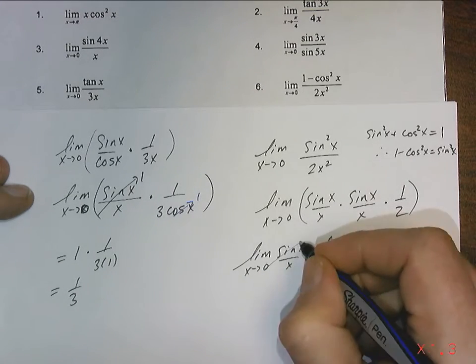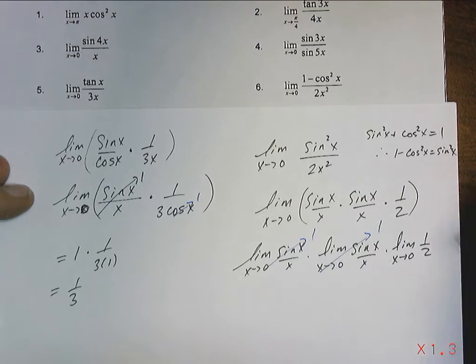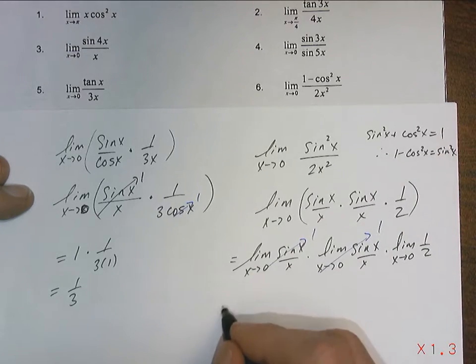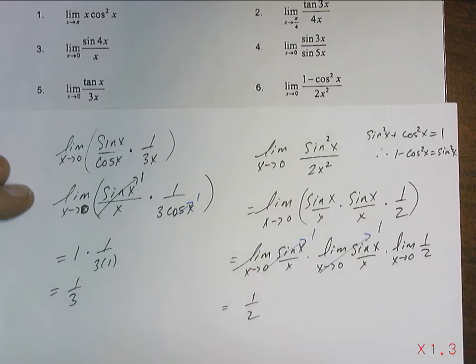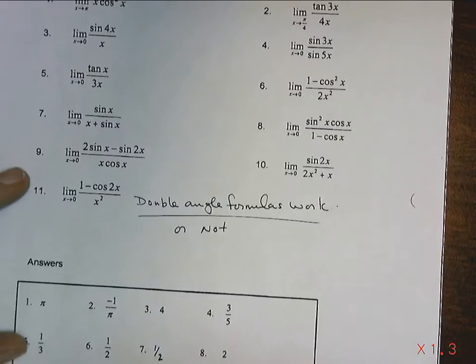So 1, 1, that's a constant. Answer's 1/2. Okay, next two.